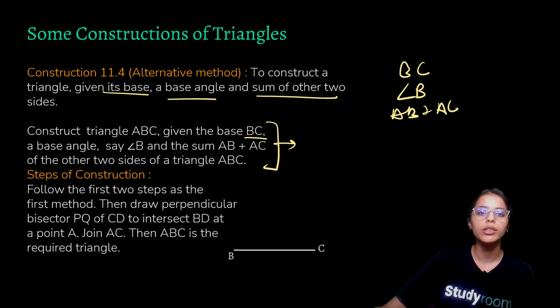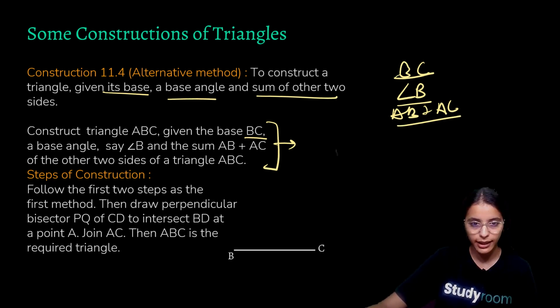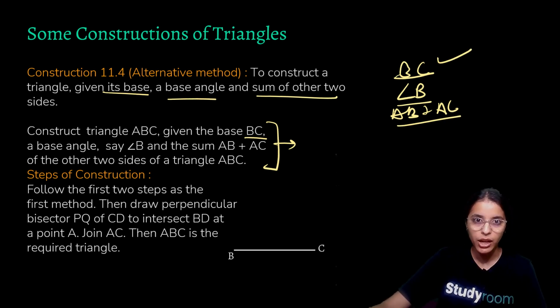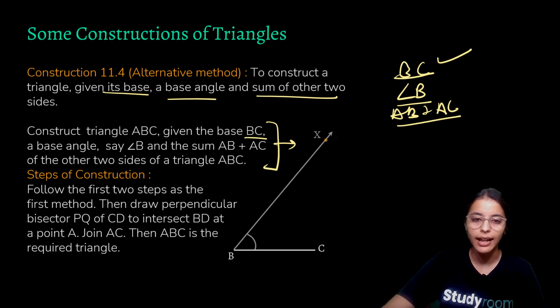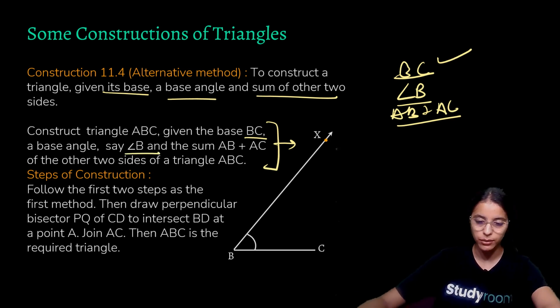So now we'll do the same thing of first dealing with BC, then angle B, and then we'll move on to the sum of the two sides. First of all, we have dealt with BC, so I'll just stick it over here. And now we have to make the angle B. We can make it either by using a protractor or a compass, similar to what we have done till now. So I'll make it over here, and the angle that is made, XBC, is the angle that is given to us in the question.